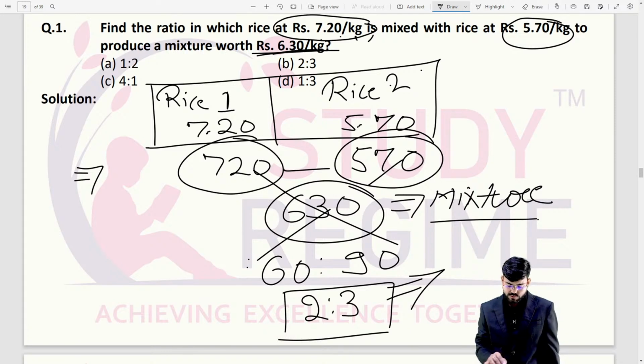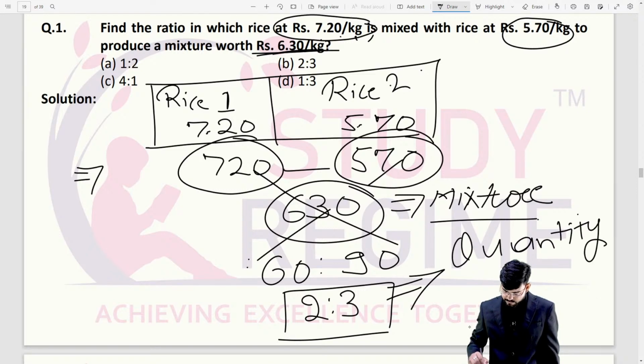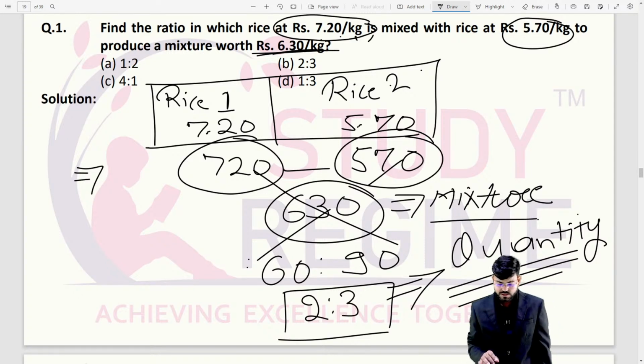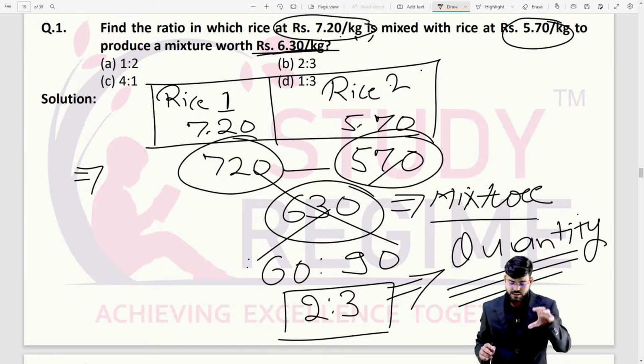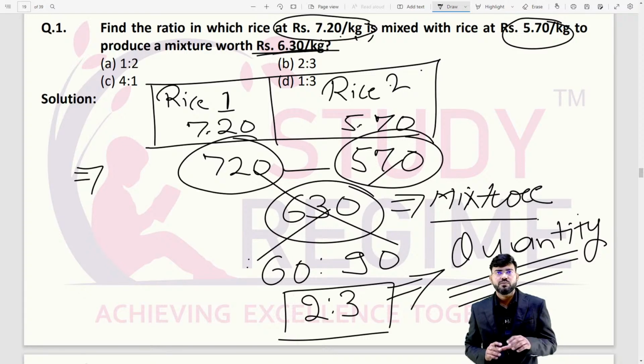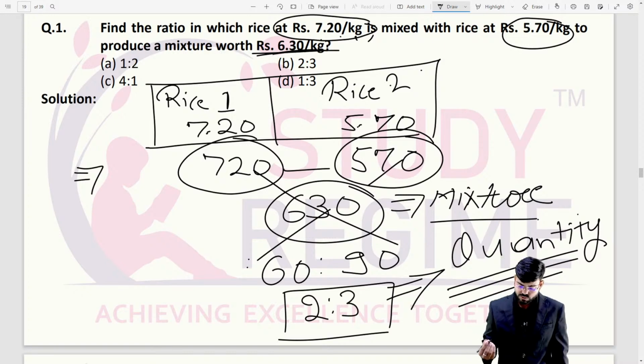What is the ratio coming out? It was written that this is the cost price per kg, so the ratio will come out to be of quantity. In the question it has been asked to find the ratio in which the rice at rupees 7.20 is mixed with the rice at 5.70 and the mixture produced is at rupees 6.30. So in what ratio they should be mixed? You will get the answer as B.